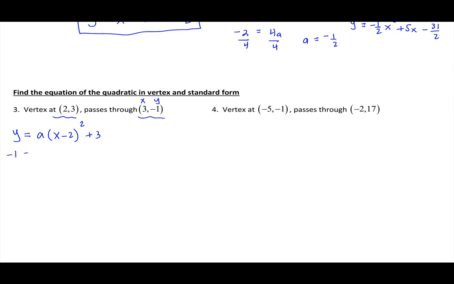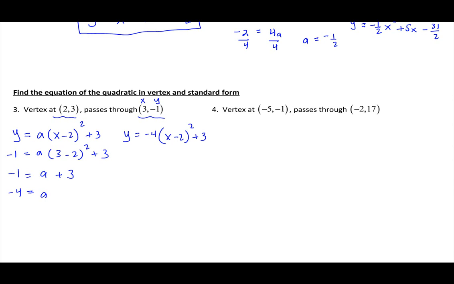So -1 is equal to a (3 - 2)² + 3. So 3 minus 2 is 1, 1 squared is 1, so that's just going to give us a. Minus 3 on both sides, right? -3 and -3, we end up with -4. So we know a is -4. So the equation in vertex form would be y is equal to -4 (x - 2)² + 3. And we work this out. So this is the equation in vertex form.